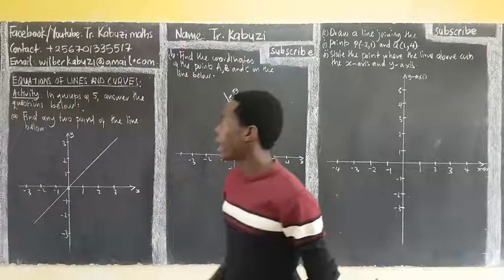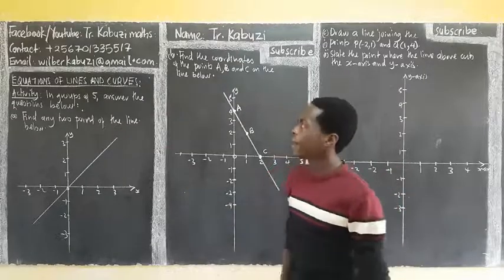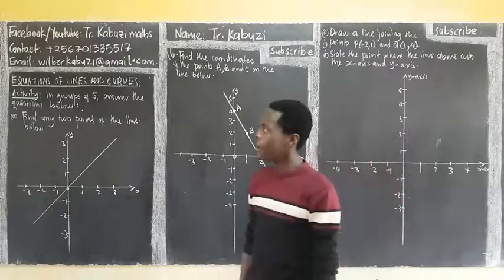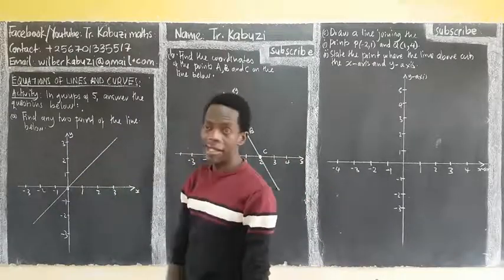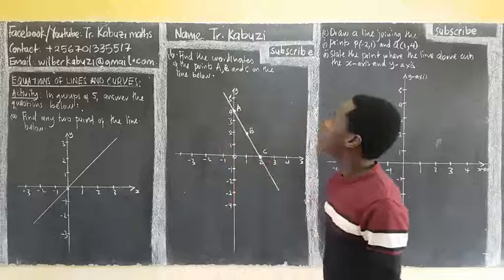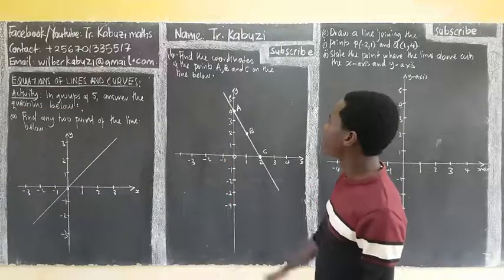In our groups, we are going to see how we handle this question. So, in groups of 5, answer the questions below. The first is, find the elementary points on the line. I think now you know why this is the line. Okay? So, find the coordinates of points A, B, C, and D on the line below.